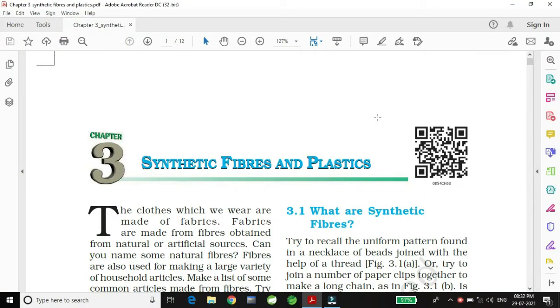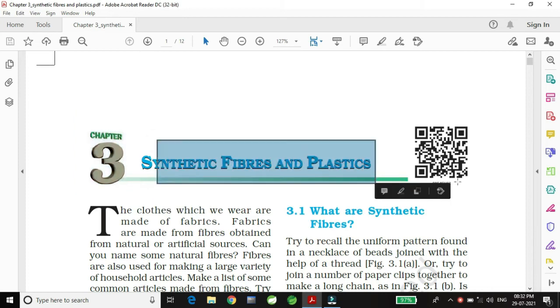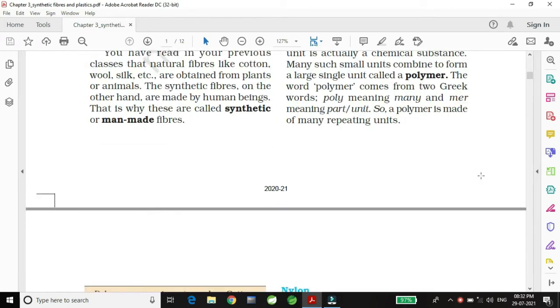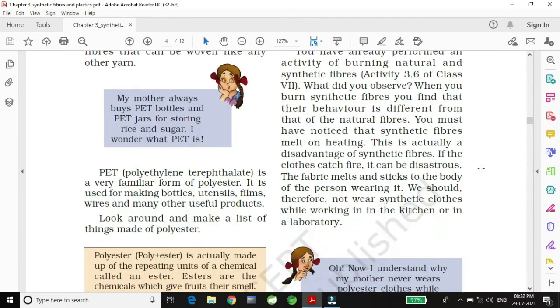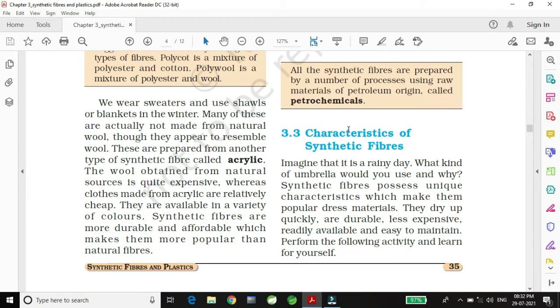Hello friends, this is our part 2 video of class 8 science chapter 3, which is synthetic fibers and plastic. In part 1 we have already read all the synthetic fibers, and today in part 2 we are going to read the characteristics of synthetic fiber. So today we will start from the characteristics of synthetic fiber.